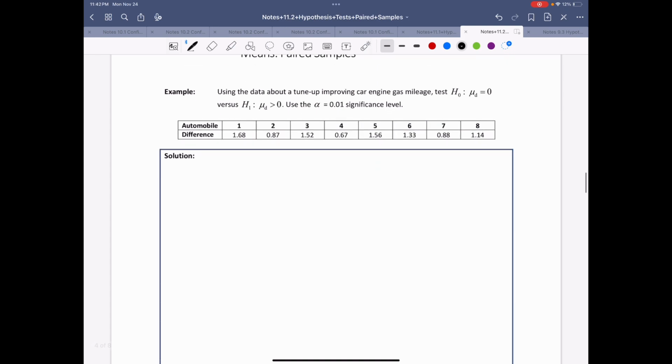Now, once you look at this problem, it says use the data about tune-up improving the car engine gas mileage, test H0: mu of D equals 0 versus H1: mu of D is greater than 0. And I'm using the alpha equals 0.01 significance level. So I've got a very low significance level.